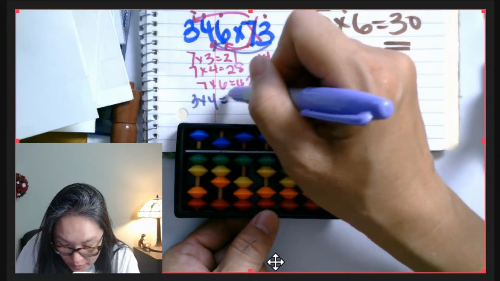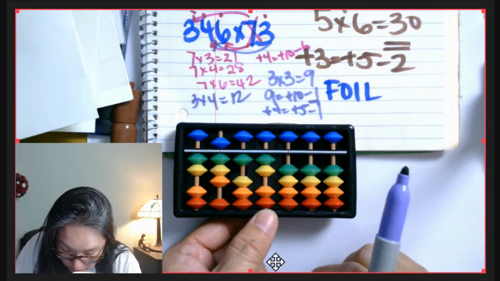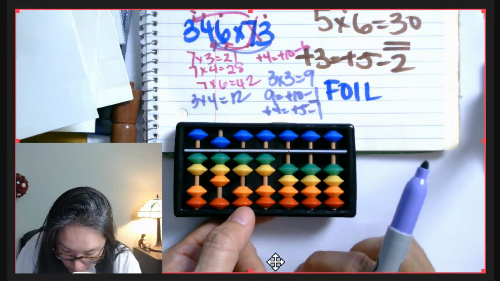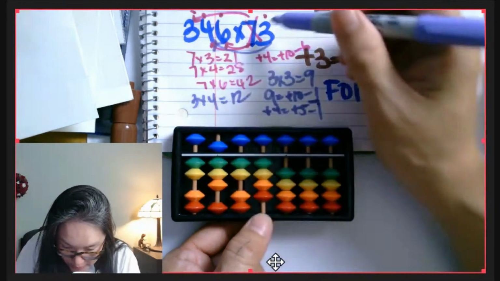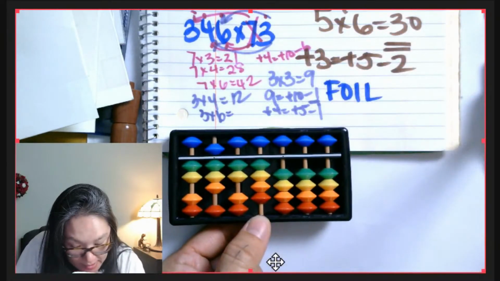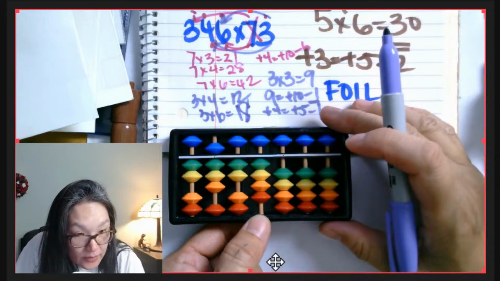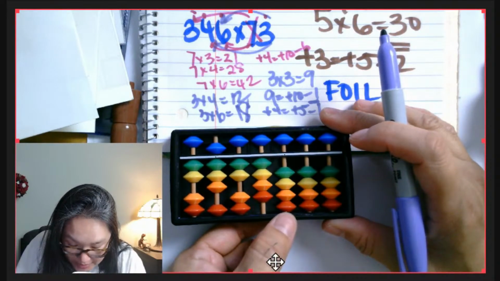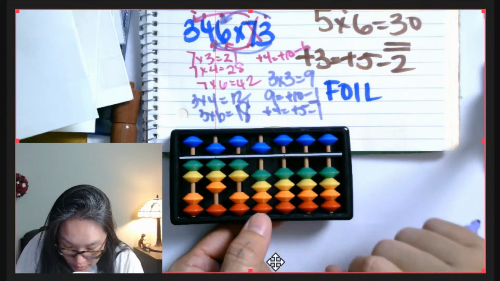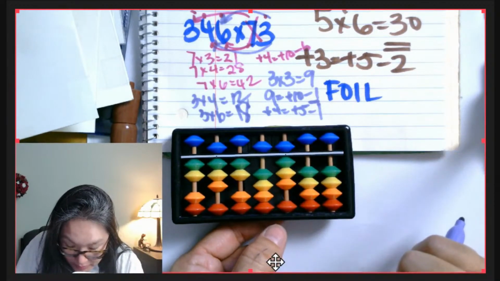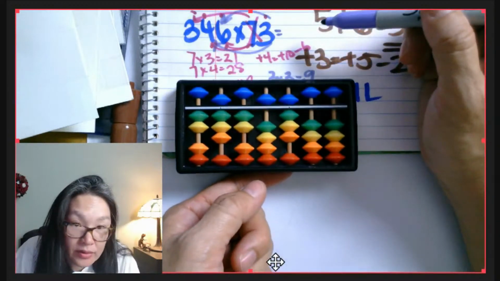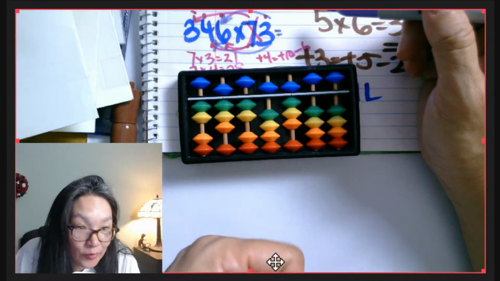3 times 4 is 12. I'm here. Plus the 1, plus the 2. And then 3 times 6 is 18. Plus the 1, plus the 8. Plus the 1, plus the 5 minus 4, and then plus the 8. Wow. So what is my answer? Hopefully that's correct.